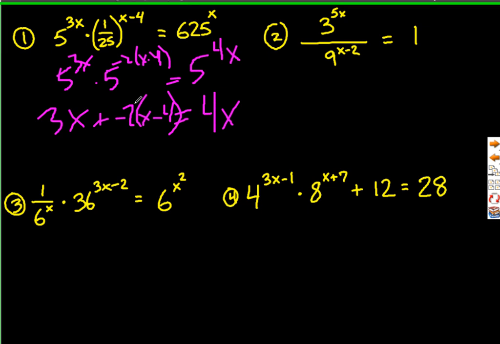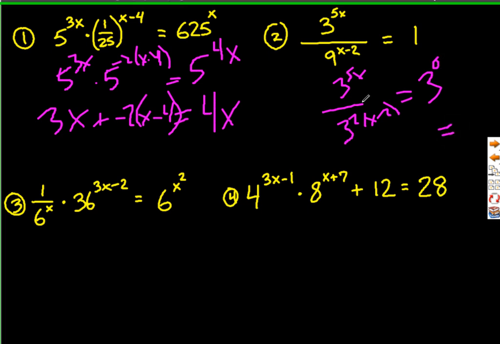For number 2, this one's a little bit different from what we've done as well, but still you need to make a common base. So 3 is your common base for 3 and 9. That's 3 squared, x minus 2. And then same thing over here, 3 to the what power gives you 1? Well, 3 to the 0th always gives you 1.